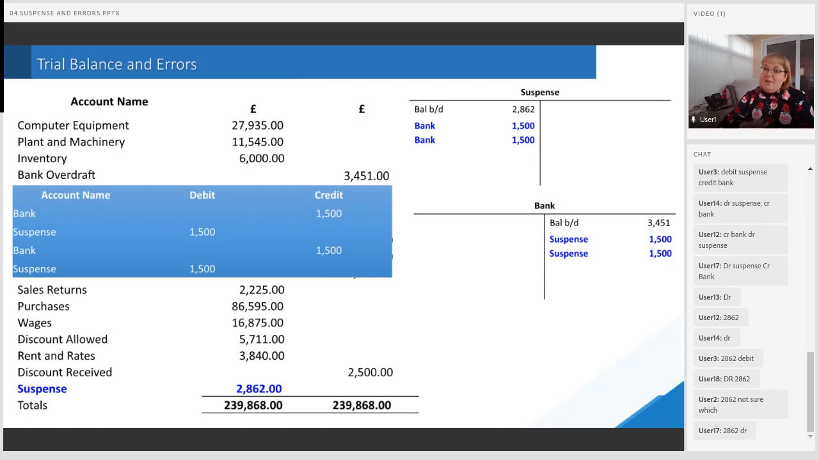So I would like you to work out the new balance carried down, the balance brought down on the bank for me. What's the new balance carried down on the bank? So I've started with 3451. I've processed 2 journals of 1,500 each. So that should give me a balance carried down of, you tell me.